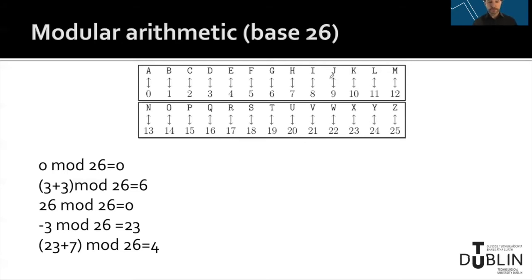So, for example, 0 mod 26 is 0. 3 plus 3 is 6, that's fine. 26 mod 26 is a special one. If you're at the 26th letter, you go back to A.